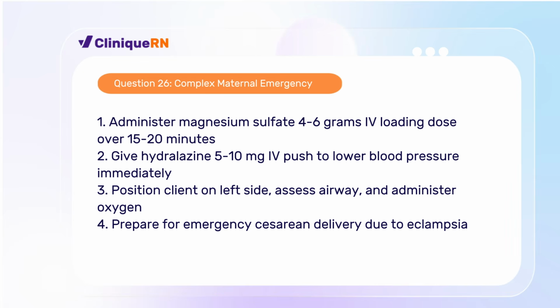1. Administer magnesium sulfate 4 to 6 grams intravenous loading dose over 15 to 20 minutes. 2. Give hydralazine 5 to 10 milligrams intravenous push to lower blood pressure immediately. 3. Position the client on the left side, assess the airway, and administer oxygen. 4. Prepare for emergency cesarean delivery due to eclampsia.